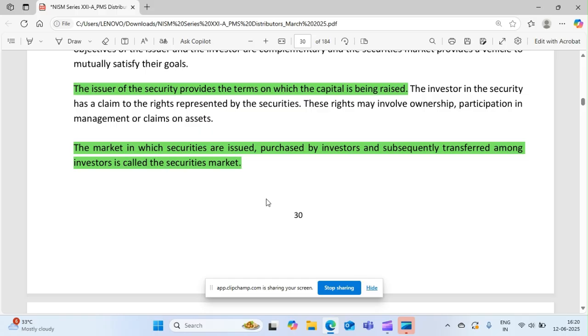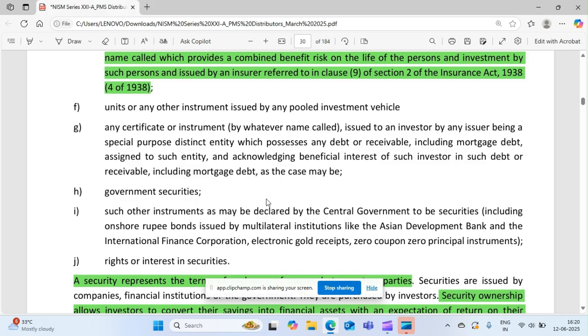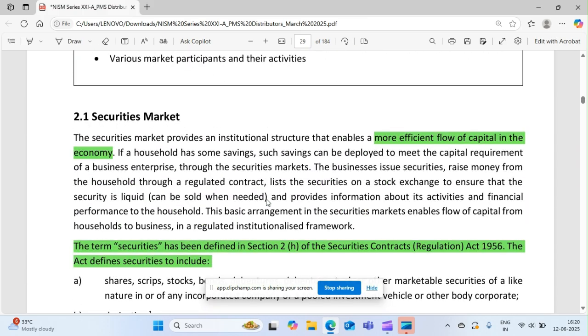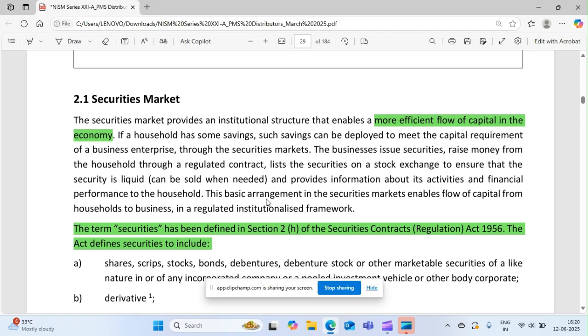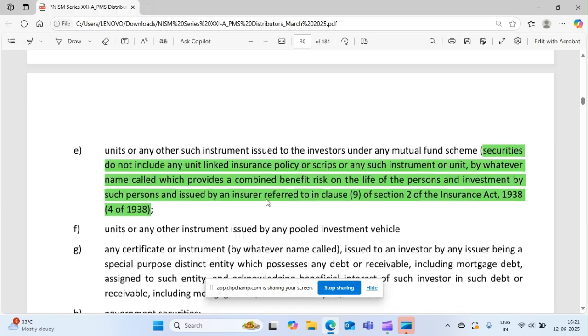So how do we define securities market? Securities market is a place where securities are issued, they are purchased by the investors, and then subsequently transferred amongst the various players, right? We need to know one thing very clearly, that the word securities has to be understood in the right context. Securities, you can use the way you want, right? But there is a very technical definition of it given under SCRA section 2(h), okay, and it lists multiple types of securities and also provides the exclusion, right?